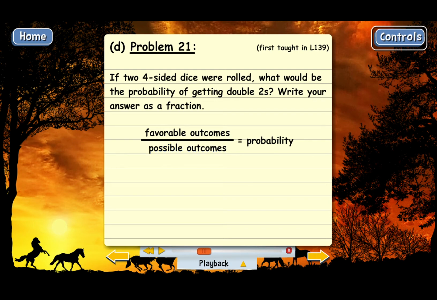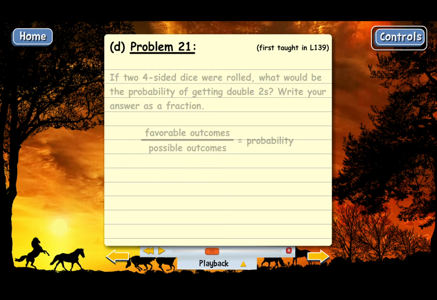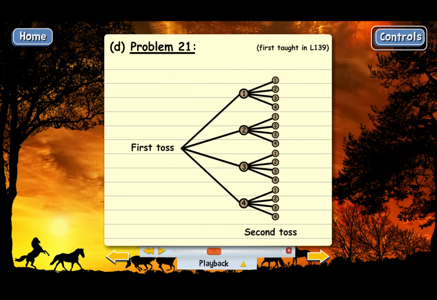For this problem, we're going to start by looking at a diagram that shows us the total number of possible outcomes that we can have when we roll two four-sided dice. If we toss two four-sided dice, that tells us that we have four different possible outcomes for the first toss, 1, 2, 3, and 4, and then for each of those possibilities, there are four outcomes for the second toss, 1, 2, 3, and 4. So when we count up all of the different possible combinations that we can have from both dice, there are 16 possible outcomes.